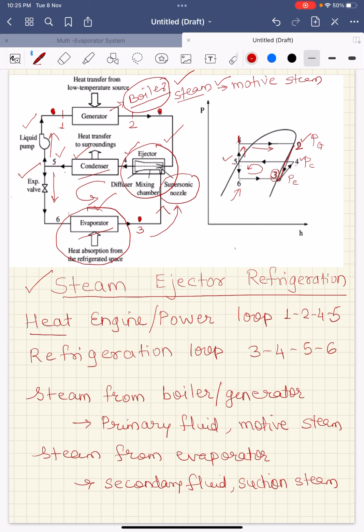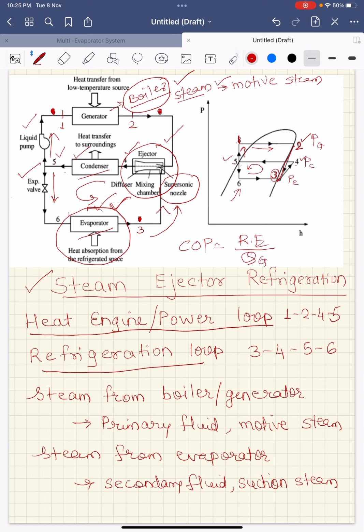One is the heat engine loop or power loop where the heat is being supplied, and the other is the refrigeration loop where you get the cooling effect. This is a heat driven system. Like the vapor absorption system, it also has a low coefficient of performance. How is the coefficient of performance defined? The coefficient of performance is defined as the refrigerating effect which we get in the evaporator upon the heat which is supplied in the generator.